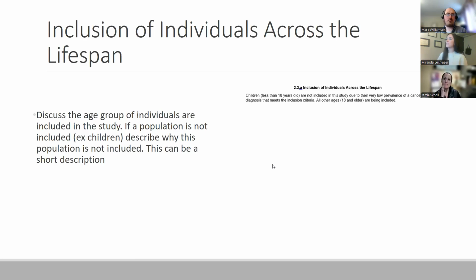So for example here, for the inclusion of individuals across the lifespan, you just need to discuss the age group of individuals you are including in the study, if a population is included, or if they are not included, and why. This does not have to be a full page. It just has to be a short description. It can even just be 1 or 2 sentences stating children are not included in the study due to their low prevalence of cancer diagnosis that meet the inclusion criteria. All other ages are being included. Obviously, it'll go into more detail if you have very specific inclusion criteria.